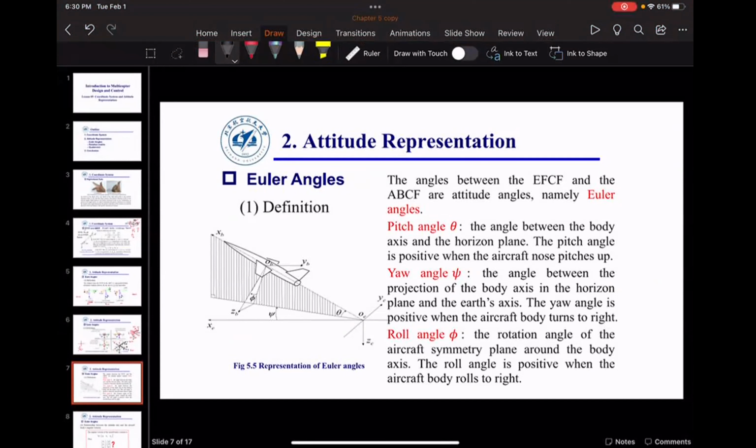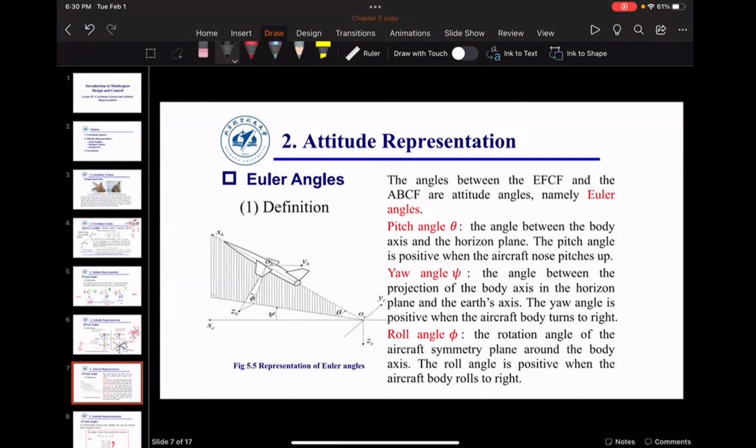So, does the system move with the center? The Earth-centered coordinate frame does not move with the aircraft. It's an inertial coordinate frame. The body-fixed coordinate frame will move with the aircraft.